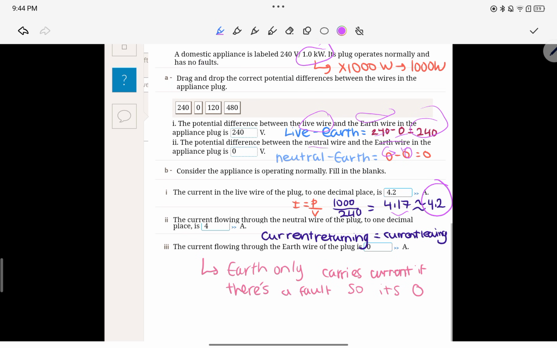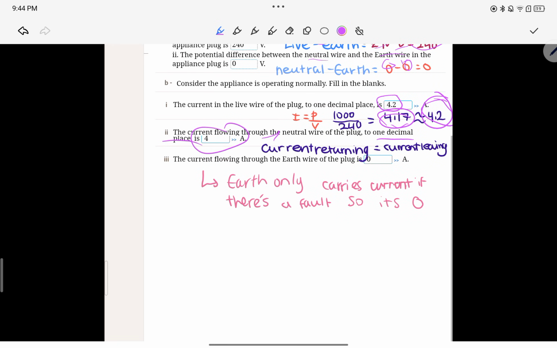Now, they want the current through the neutral wire, meaning the current leaving it. If here it was 4.2, it means here it's gonna be 4.2. For here, you could put 4.17, you could put 4.2, you could put 4. They said one decimal place, so in the exam you have to put 4.2. But in the quiz you could put whatever you want.